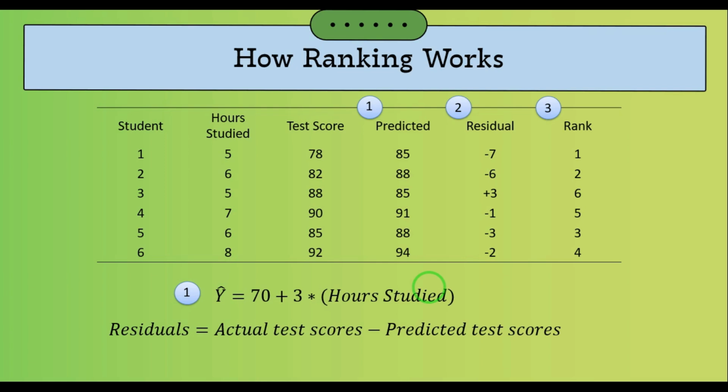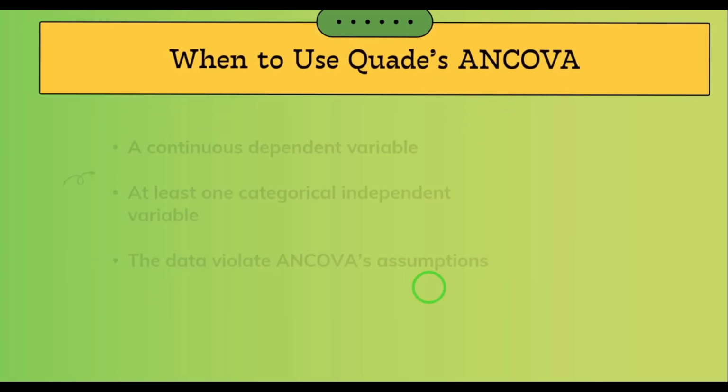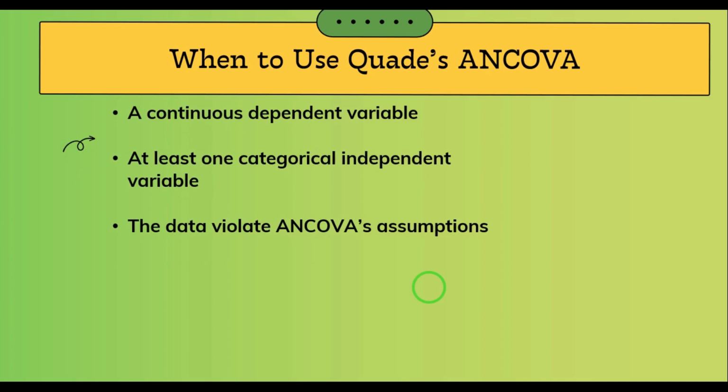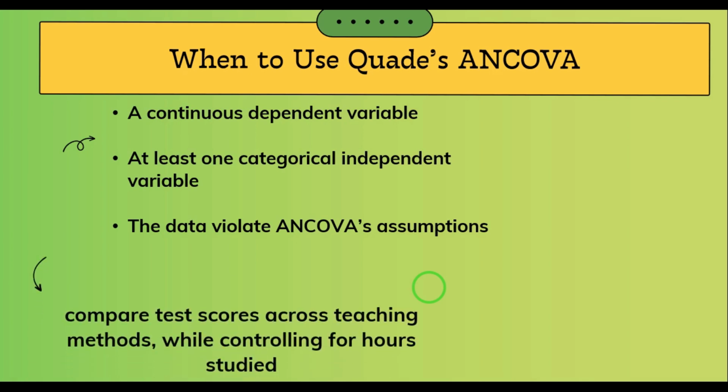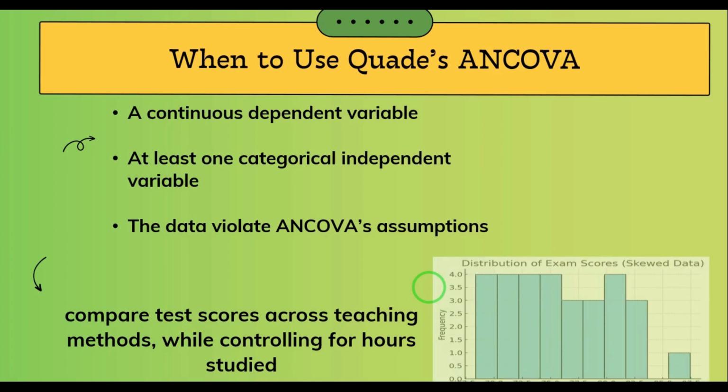Adjust for covariates, rank the residuals, and then compare groups. Now, I think we know when to use this method. Use it in a scenario where you have a continuous dependent variable, at least one categorical independent variable like groups or treatments, a covariate that you want to control for, and your data violate ANCOVA's assumptions, especially normality and homogeneity of variances. In our example, we compare test scores across teaching methods while controlling for hours of studying when the test data were skewed or ordinal.